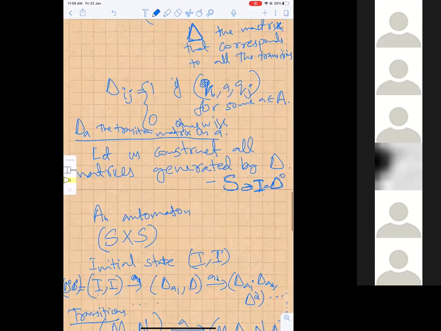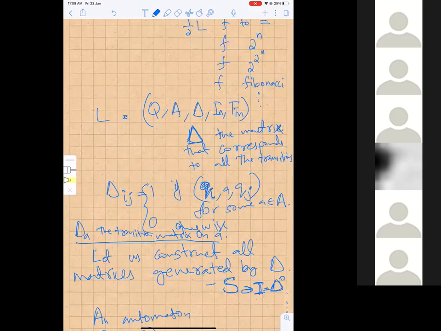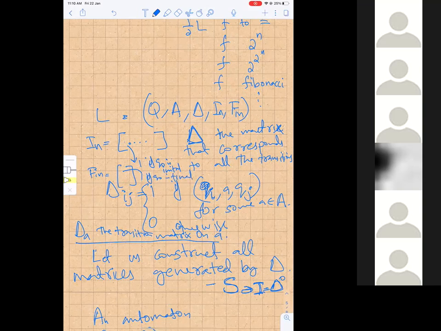Yeah. So I have an automaton Q, A, delta, IN, fin. IN is a matrix like this, with entries Q0, Q1, and the entry is 1 if Q0 is initial. And fin is a column matrix where the entry is 1 if Q0 is final. And so on for the others.